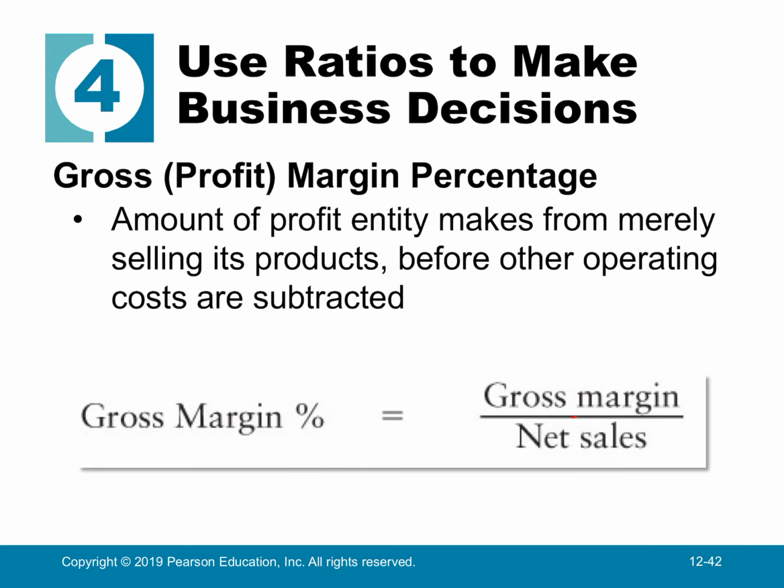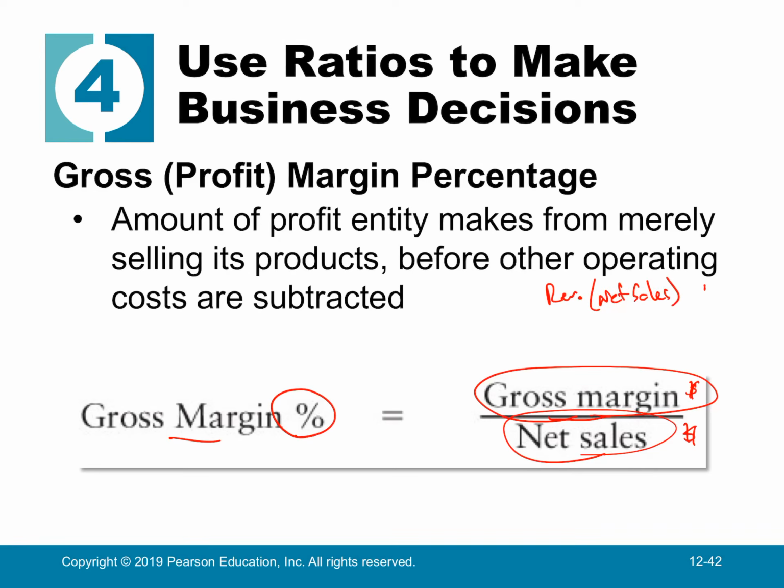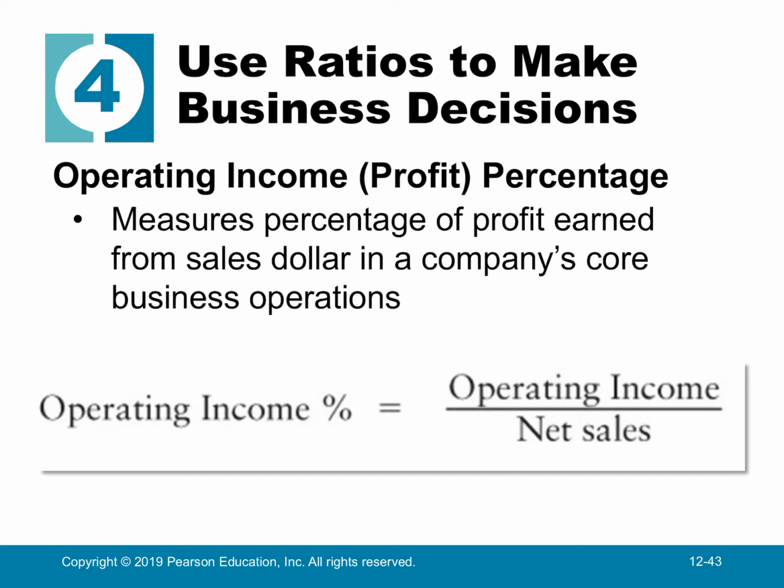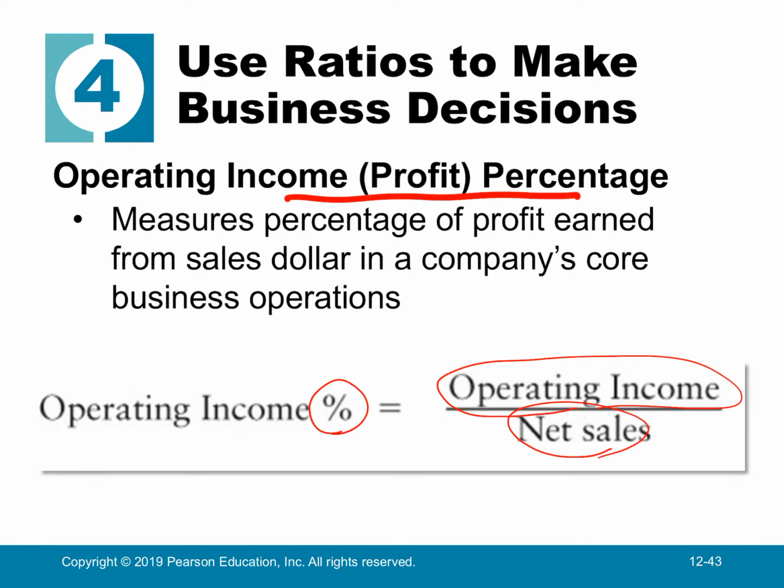So gross profit, remember, is your gross margin. So gross margin percentage is just your gross margin dollar amount divided by your net sales dollar amount. So if I have revenue, or also known as net sales, of 100, and I have cost of goods sold of 20, my gross profit is 80. My gross profit percentage is just 80 over 100, or 80%. The operating income or profit percentage, same thing. To get the percentage, I'm just going to take the operating income divided by net sales.